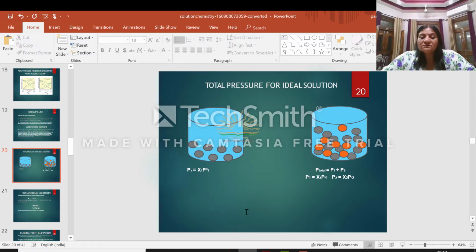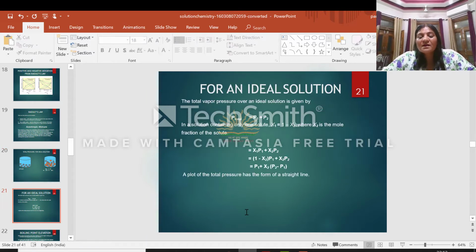Here I have taken this content from the NCERT textbook also. Raoult's law: P1 is equal to x1 into P1 zero. The partial vapor pressure of the component is equal to the product of the vapor pressure of that component in the pure state and its mole fraction. For an ideal solution, again I am taking this, P total is equal to P1 plus P2.